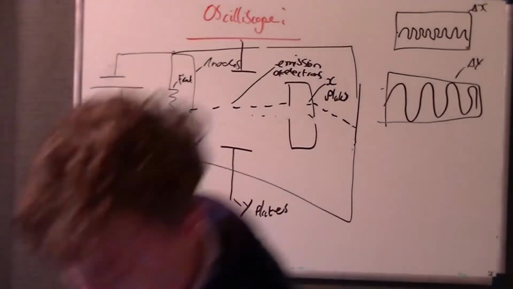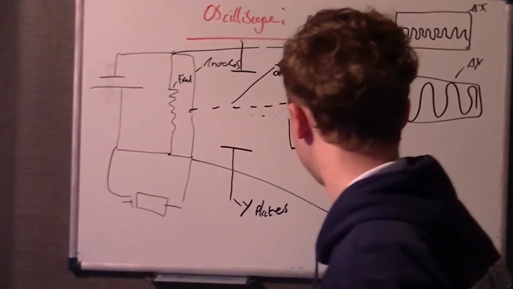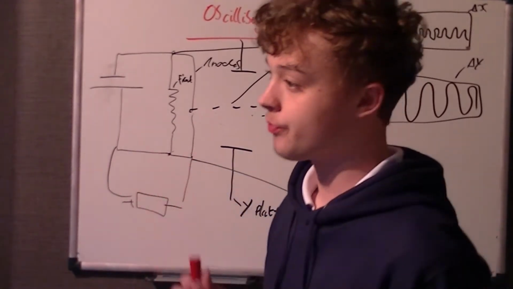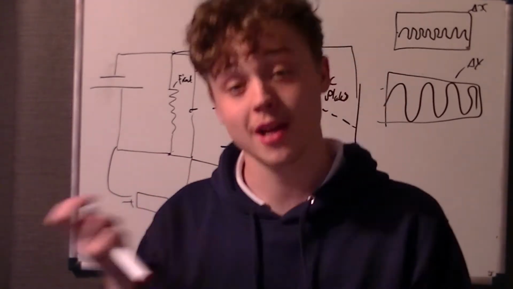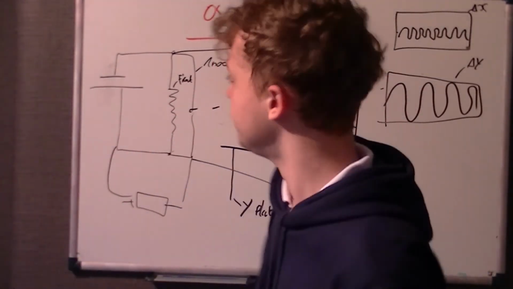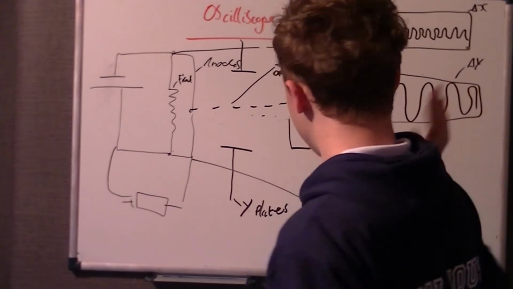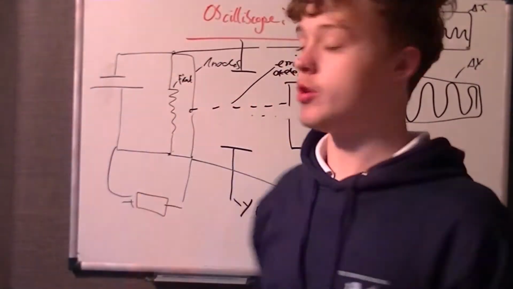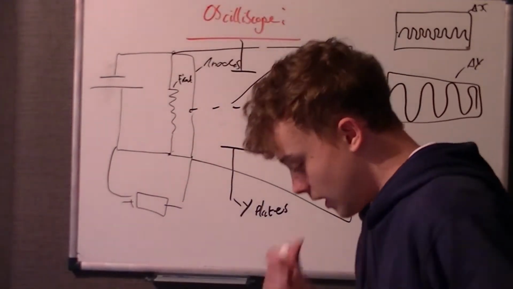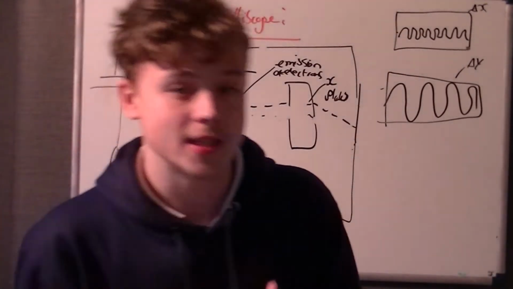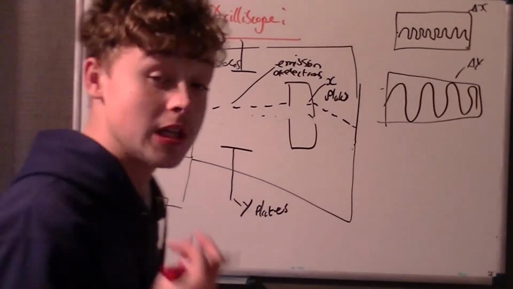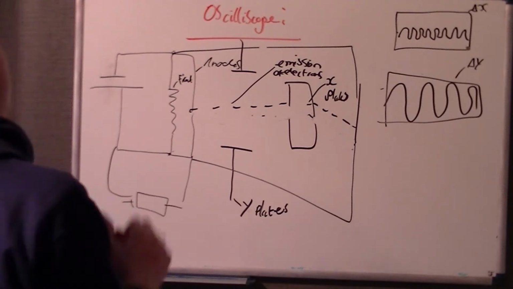So, as we were saying, if you increase the potential difference of the X plates, you increase the frequency because there's more cycles per second. If you want to increase the amplitude, you increase the potential difference in the Y plates. So how can we use this to relate it to the actual basic display of an oscilloscope?